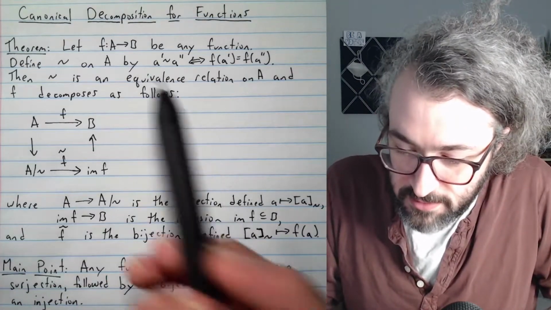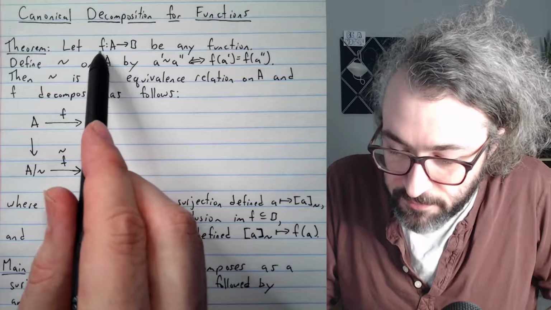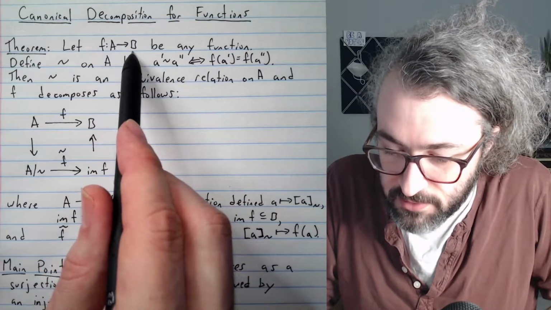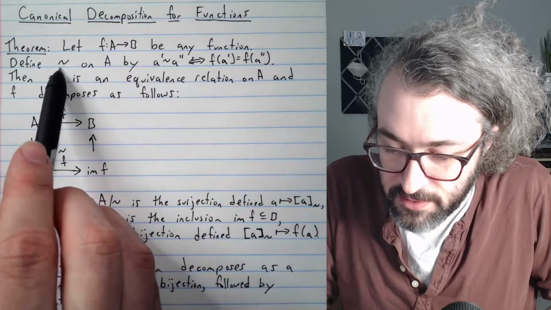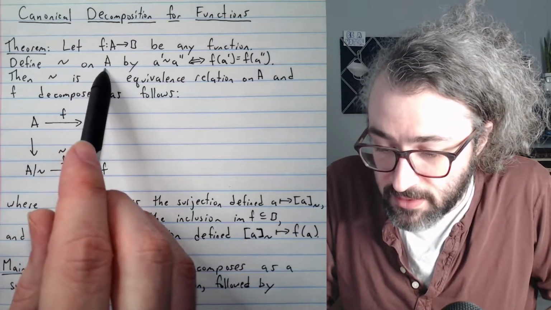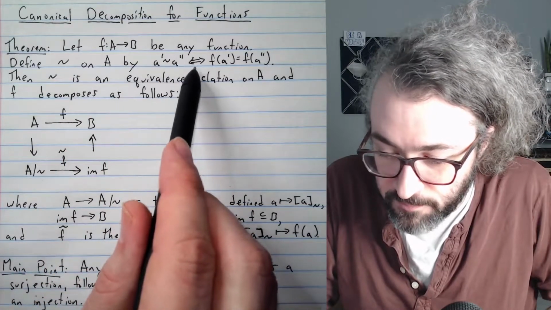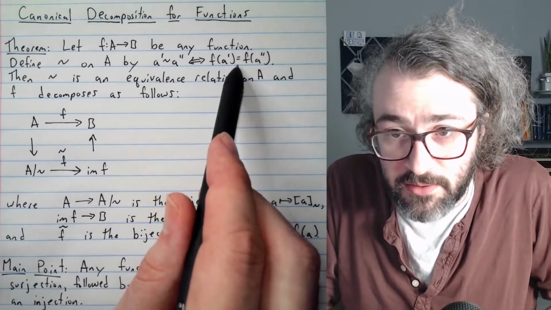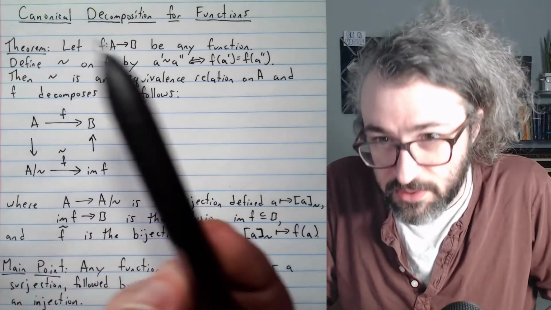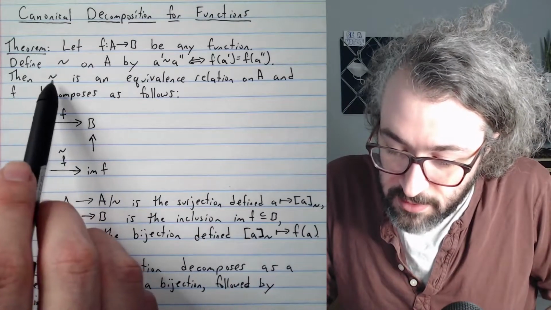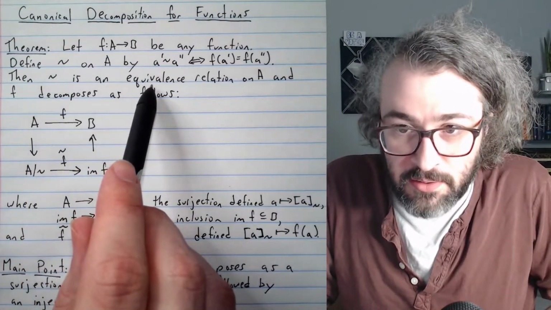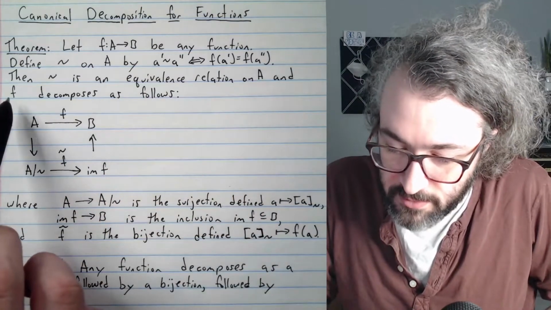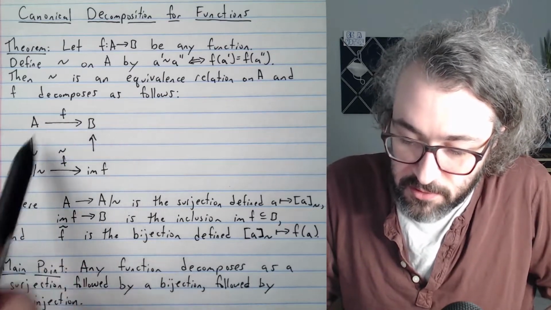And the theorem says this: let f from A to B be any function. So A is the domain and B is the codomain. Define tilde, the relation on the set A, by the following rule. So two things in A are related if and only if they have the same image under the function f. And then what do you get? You get that tilde is an equivalence relation, so it is reflexive, symmetric, and transitive. And you get that f decomposes as follows.